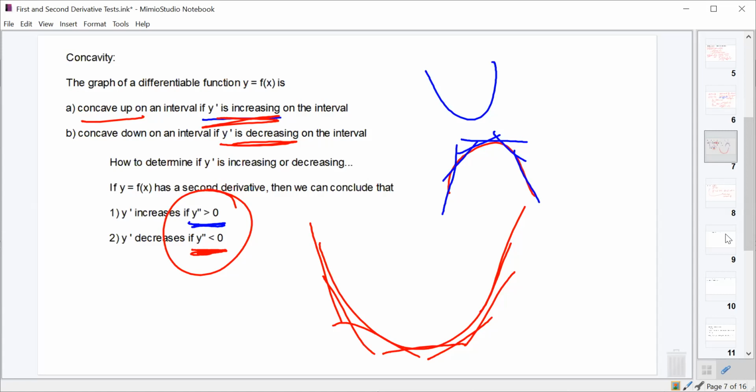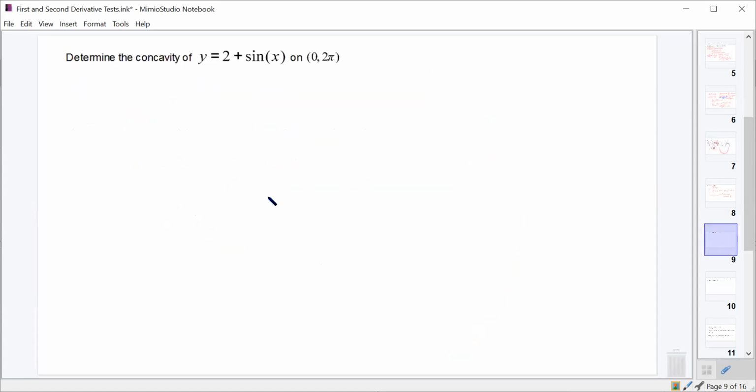Cool. All right, so let's see if we can determine the concavity and any changes that we might have in concavity of the function 2 plus sine x, just on the interval from 0 to 2 pi. So what's the first thing we need to do?